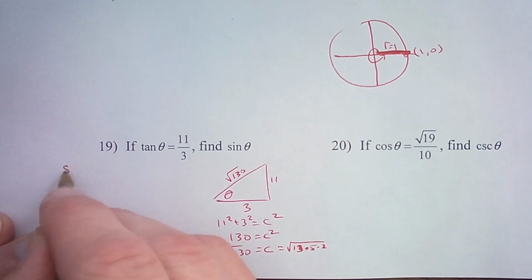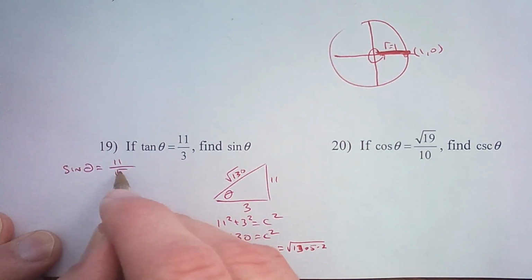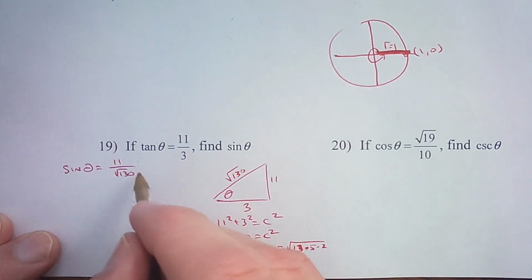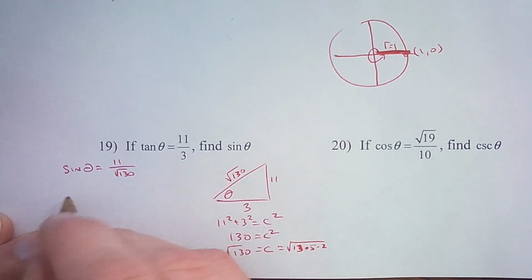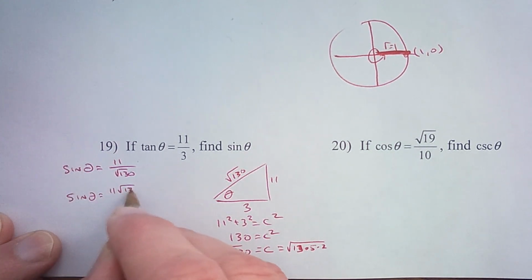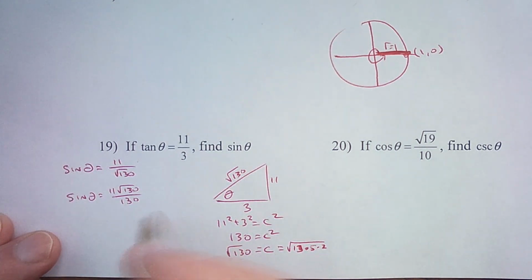Okay, so sine theta, opposite over hypotenuse, is 11 over the square root of 130. Now we multiply top and bottom by the square root of 130, so we get sine theta equals 11 times the square root of 130 over 130.